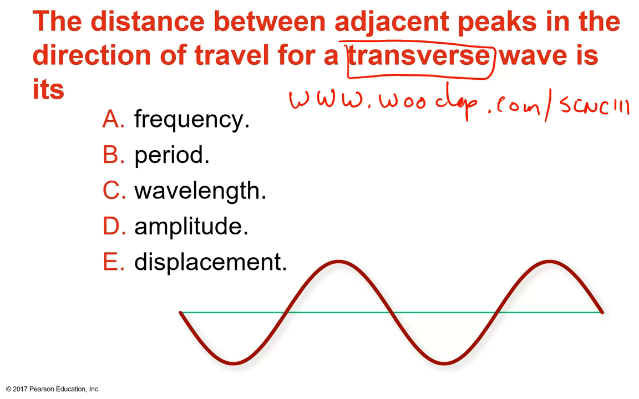Adjacent means next to each other. What is the difference between the tops of the peaks called? In other words, here's one peak, here's an adjacent peak. What's the distance? What's the word for that?